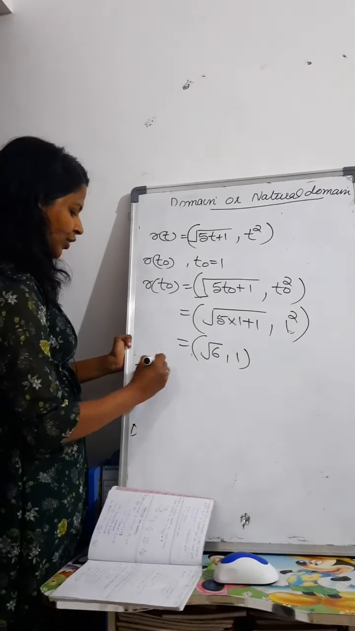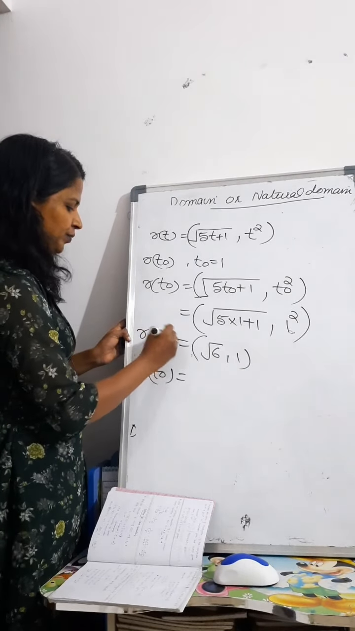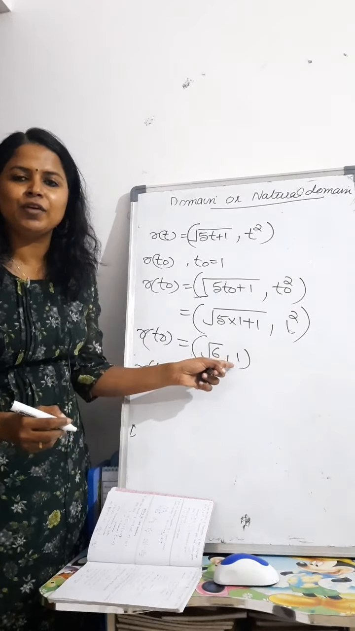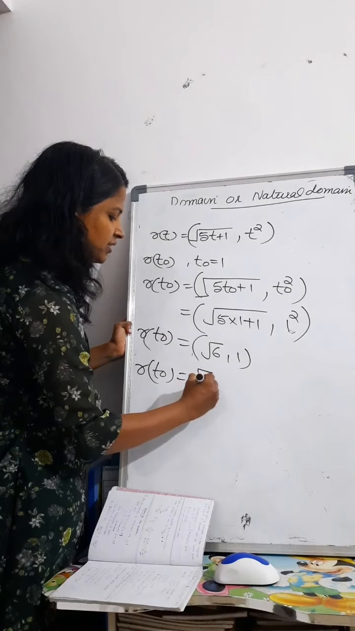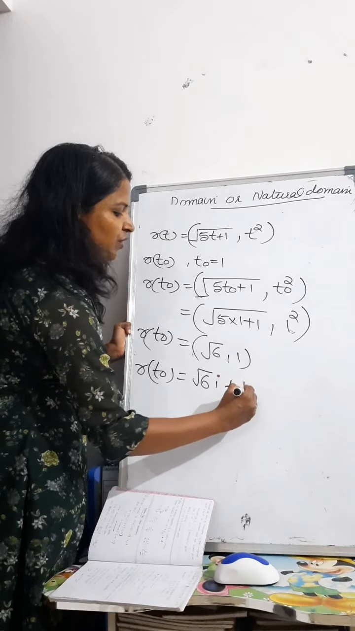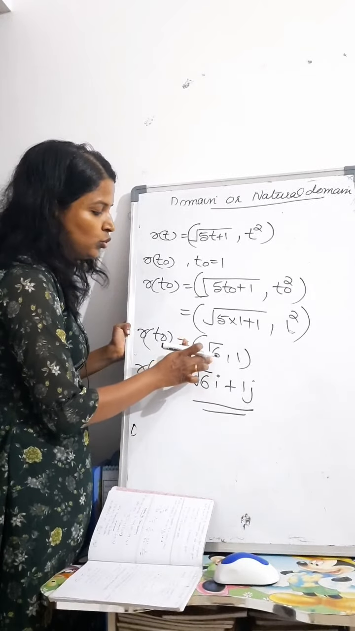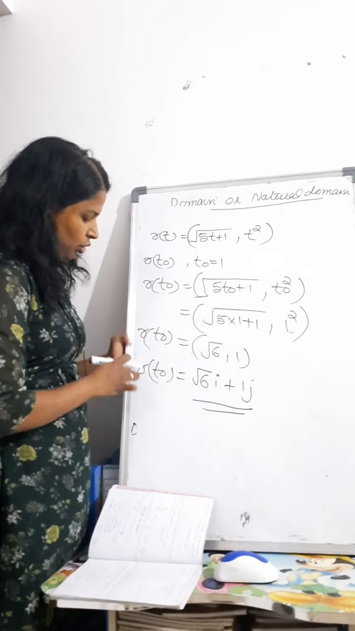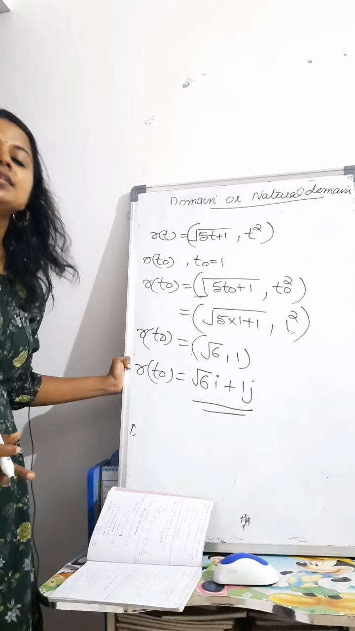That is, r of t naught is equal to root 6 comma 1. This vector representation is root 6 i plus 1 j. This is the vector representation of this point, root 6 comma 1. So r of t naught is equal to root 6 i plus 1 j.